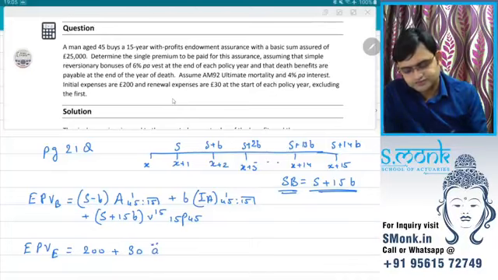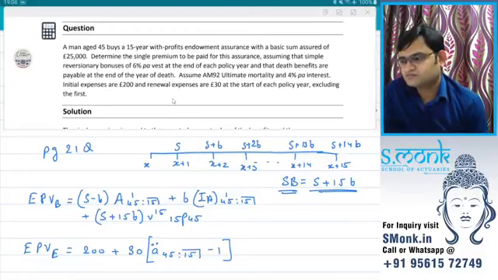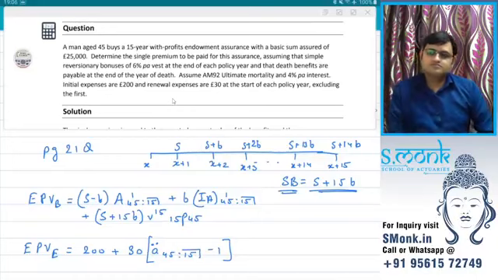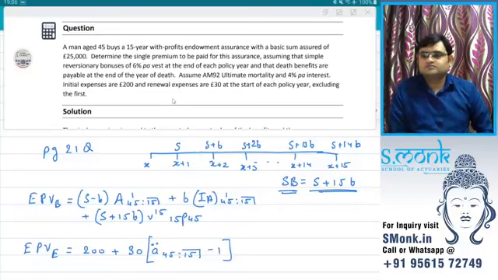So 30 A due, we have age 45 going for 15 years minus 1. Any problem here?